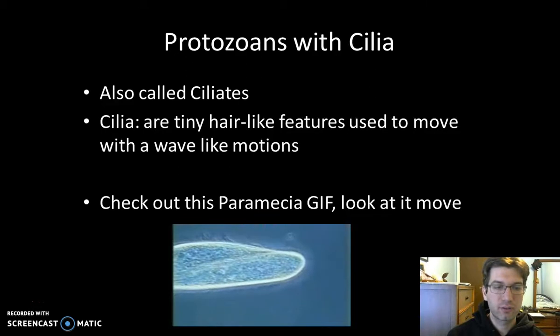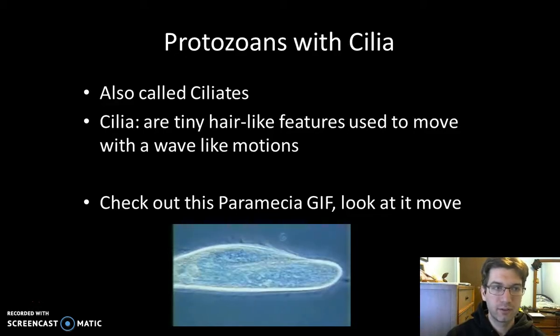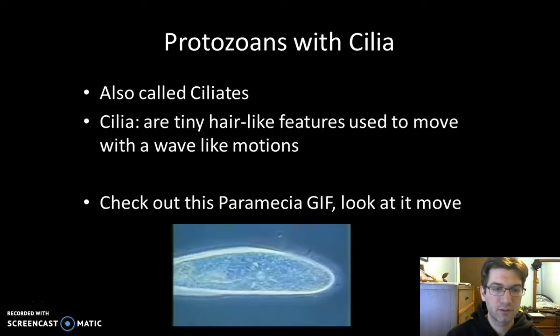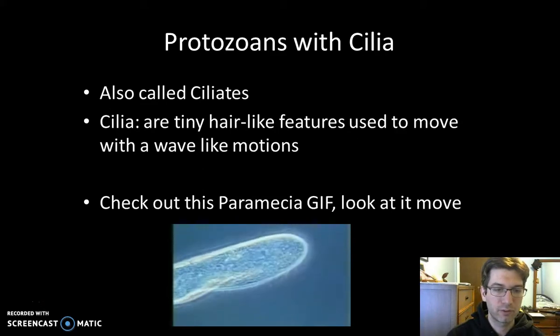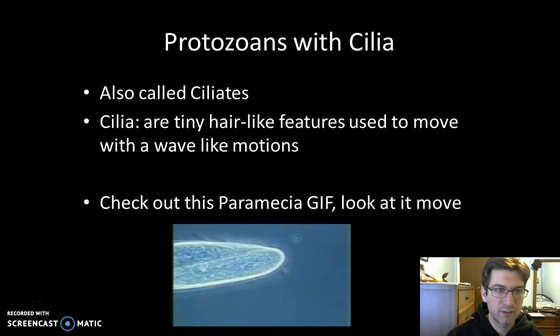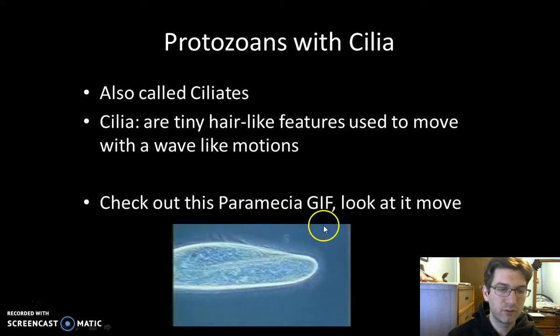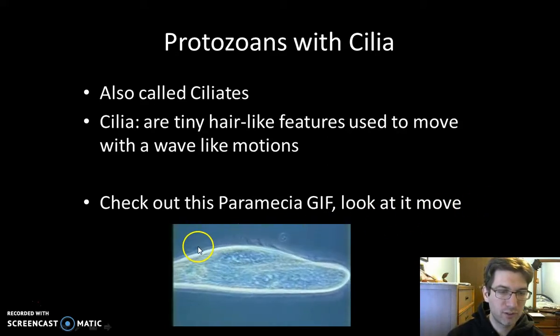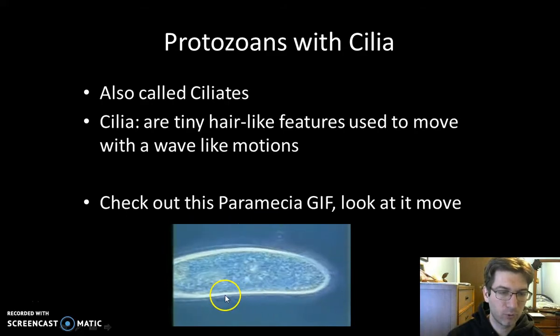Our next protist that we're going to look at is a paramecium. As you can see on the bottom, that's our paramecium. If you look very closely, you can see the cilia and how it moves. Cilia are these wispy-like hairs that surround the whole organism.